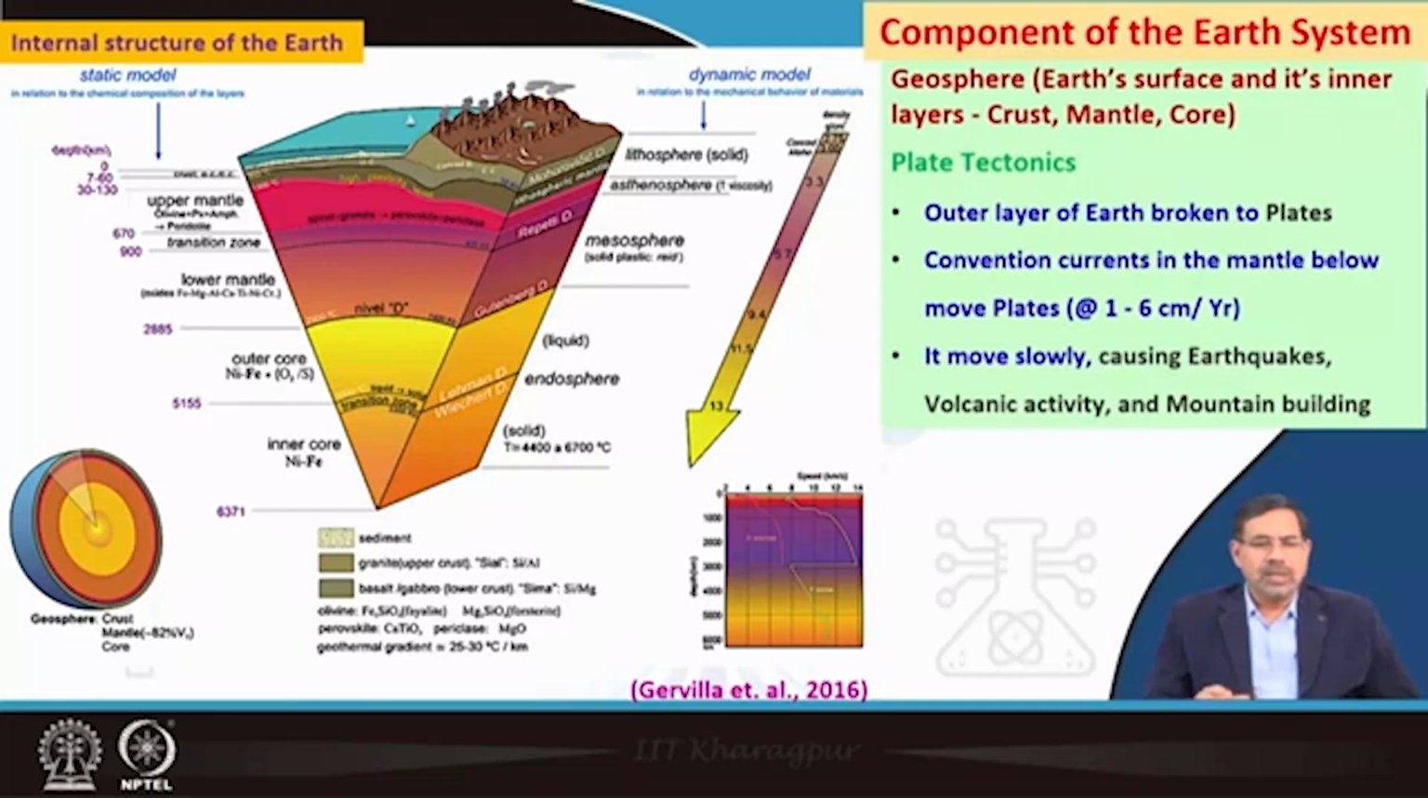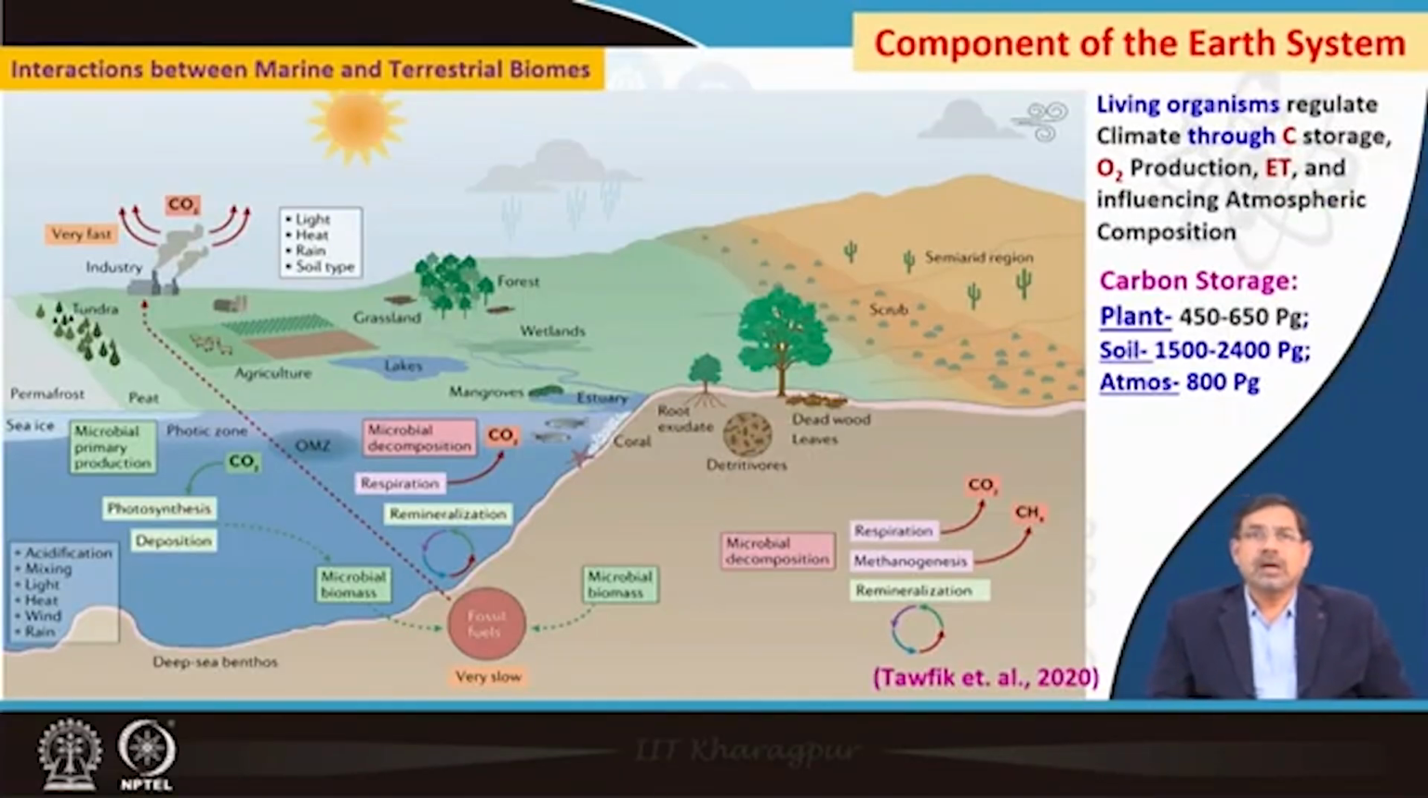So the geological component, particularly the geosphere, the Earth's surface and its inner layers, needs to be understood, so that they form an important component of our system, or Earth's climatic system. Now let's come to the next one, the interaction between ocean and the terrestrial biomes, so dominantly our living sphere. The living organisms regulate climate through carbon storage, oxygen production, evapotranspiration, and influence the atmospheric composition.